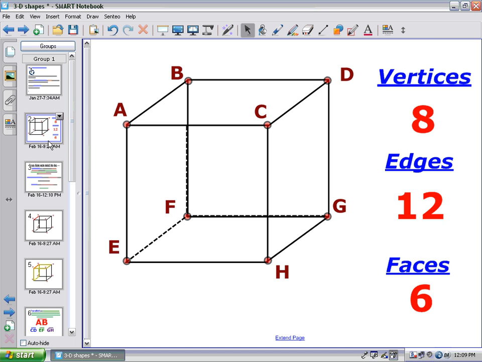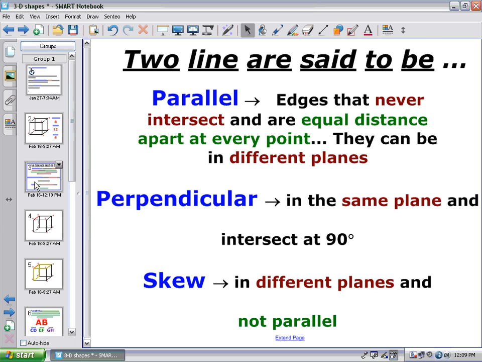Now, when we look at the edges, we've got vocabulary terms that are associated with these. Lines, line segments, edges, for all intents and purposes in this lesson, we are going to consider them the same for right now. Obviously, lines and line segments are different. Lines can't be measured, line segments can, and line segments are edges when we get into three-dimensional shapes.